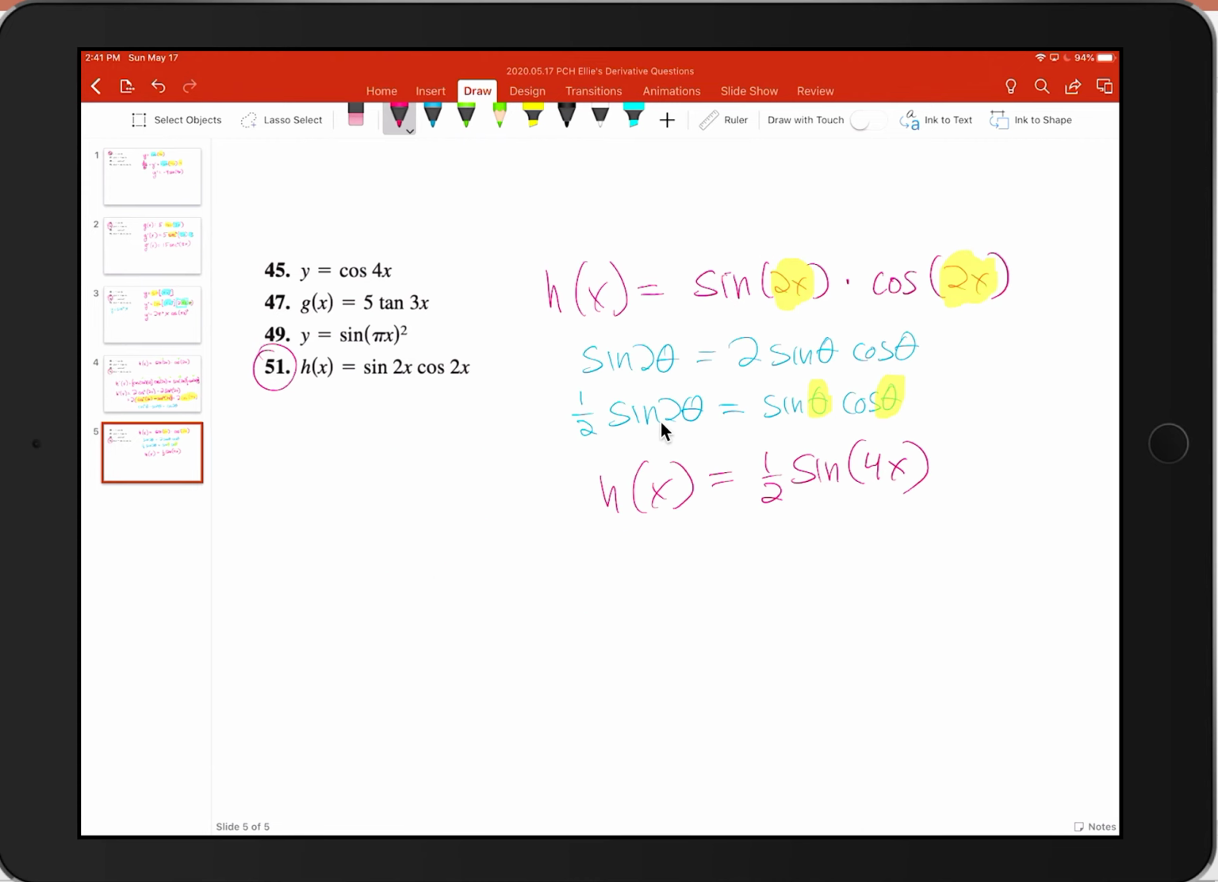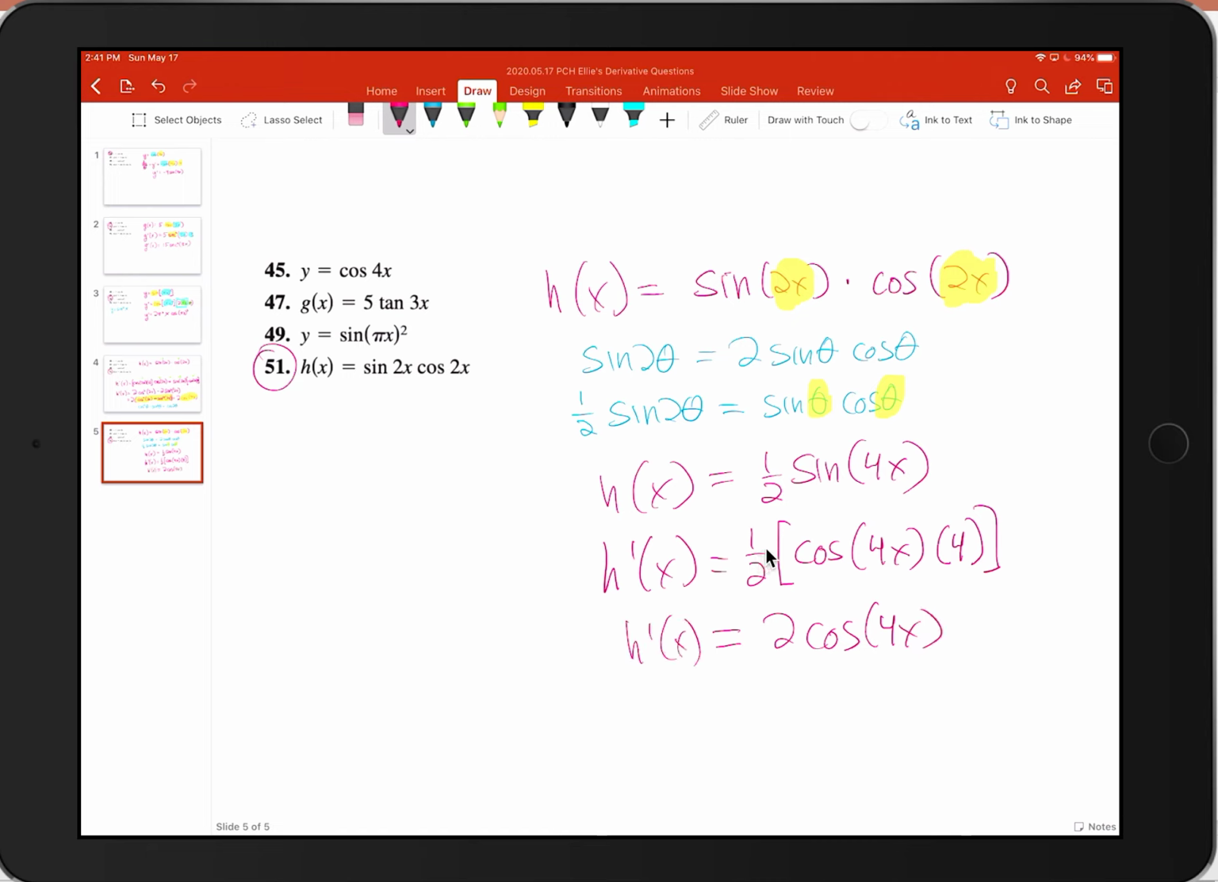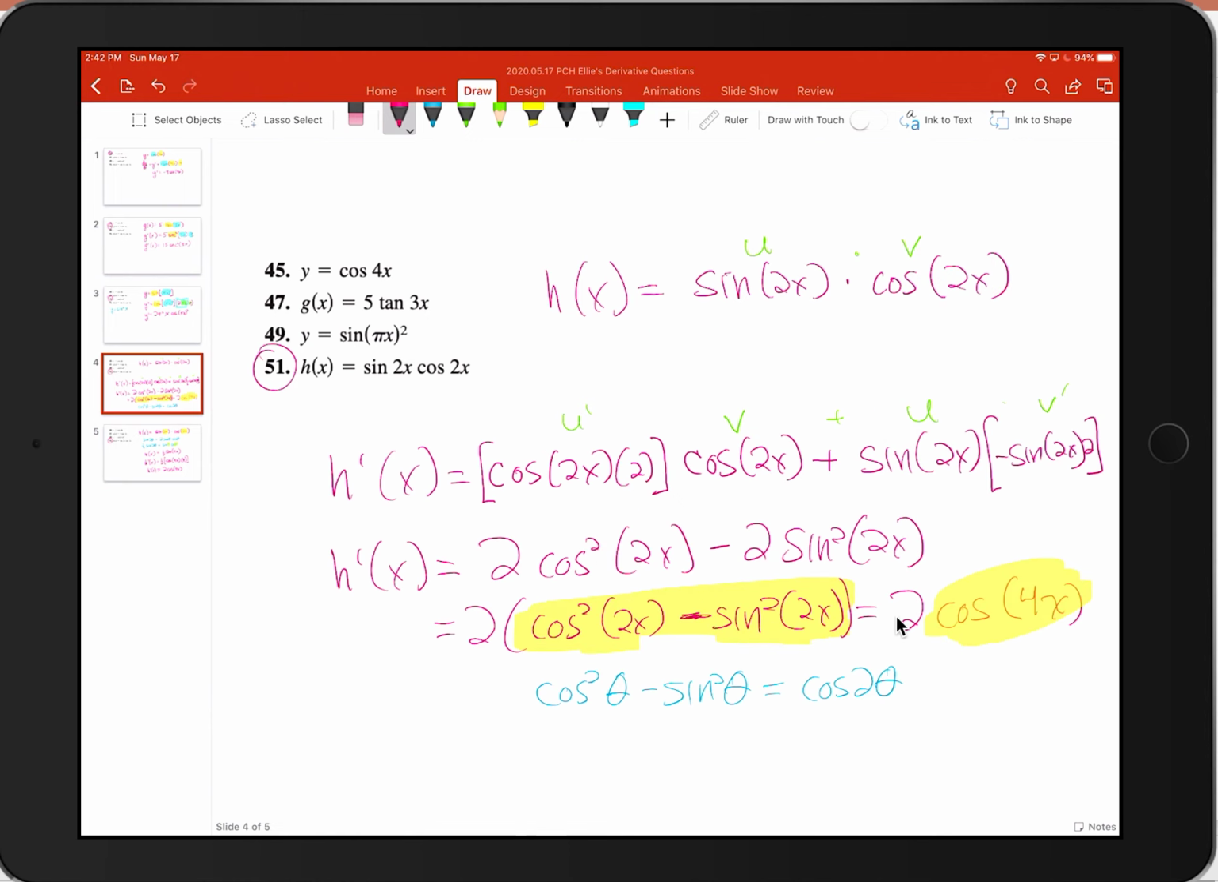And what I've done is I've eliminated the need to use the product rule at all. Because now h prime of x is just, bring down the 1/2, it comes along for the ride. Sine derives to cosine. Inside function does not change. Multiply times the derivative of the inside function. Simplify, 4 times 1/2 is 2, cosine 4x. So if you notice there's a trig identity at the beginning that gets rid of a product, then that also gets rid of the need to use the product rule. Still have to use the chain rule though. Otherwise, if you don't notice that, you should get the same answer in the end.